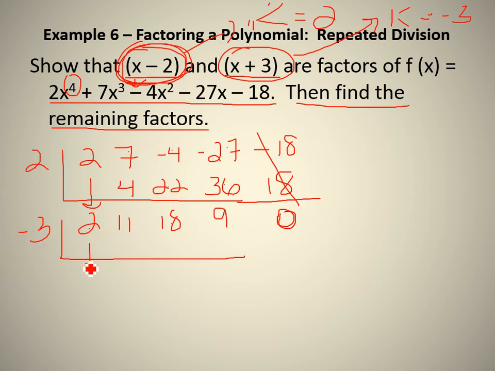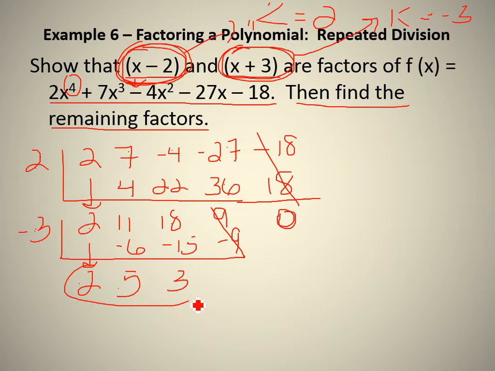So when I do that, I'm going to drop the 2, and I'm going to do negative 3 times 2 is negative 6. And when I add those together, I get positive 5. And when I do negative 3 times 5, that's negative 15. And when I add those together, I get positive 3. And then when I multiply negative 3 times 3, I get negative 9. And when I add those together, it equals 0. So since the result from that is 0, that tells me that x plus 3 is also a factor of the polynomial function.